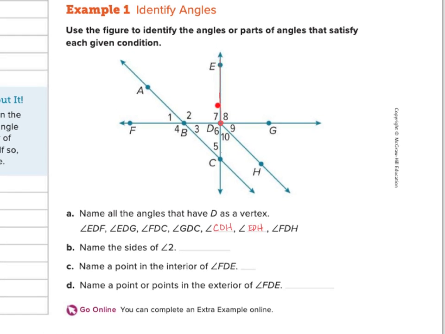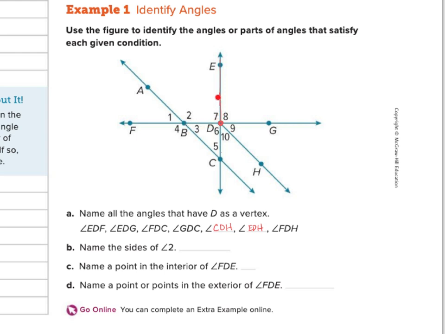Let's see here. We have EDF. We have EDG. We have FDC. We have GDC. We have CDH. We have EDH. And then we have FDH. There are a few more. Gosh, you could say no, I don't want to do that one. You could say BDE.